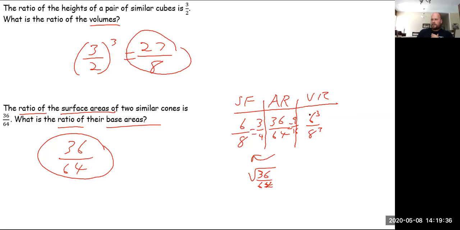Before I cube this, let's go ahead and change them. If this was 3 and 4 instead, 3 to the third power is 27. 4 to the third power is 64. And that'd be our answer. All right, that's it for this section.